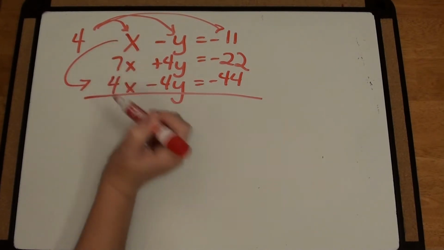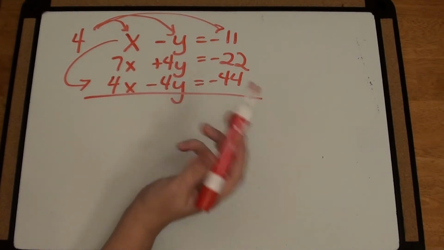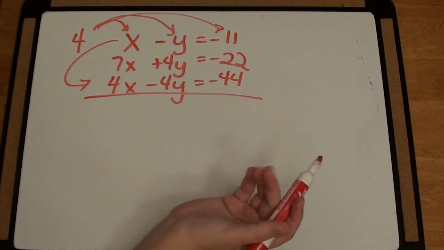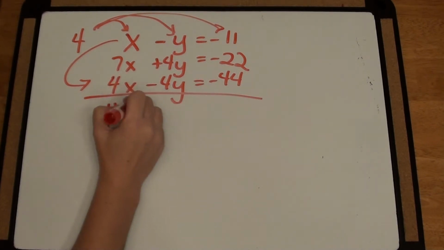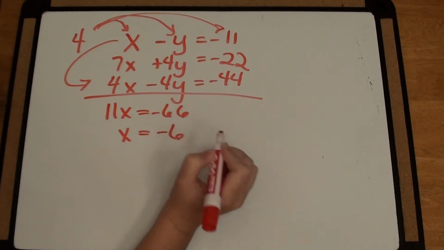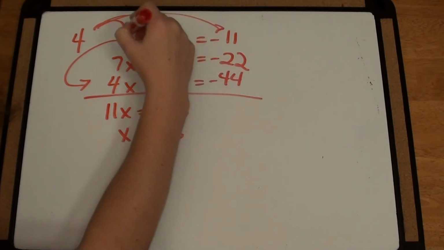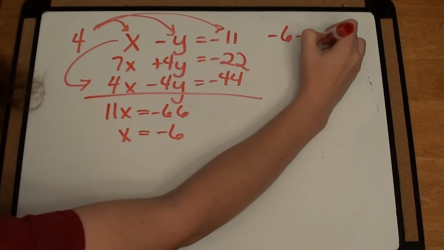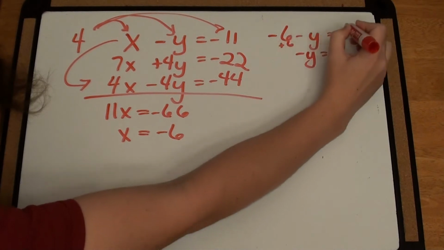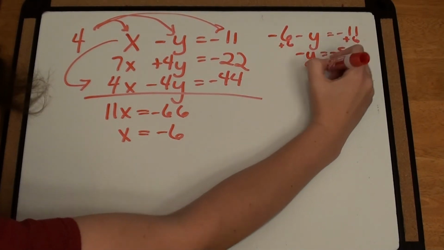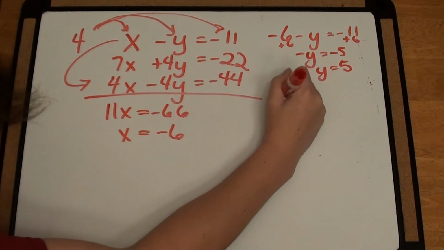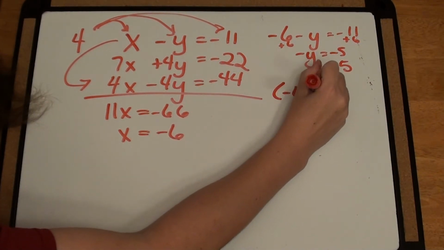Now these equations are the same. I'm going to go ahead and add them together, because remember we talked about the scales. I can add the things on the scales together. I can take away the things on the scales. It will all work. So when I add this, I get 11x equals negative 66. That means x equals negative 6. So if I put this into this equation, I would get negative 6 minus y equals negative 11. If I add 6 to both sides, I get negative 5. So y must equal 5. So my xy point would be negative 6, 5.